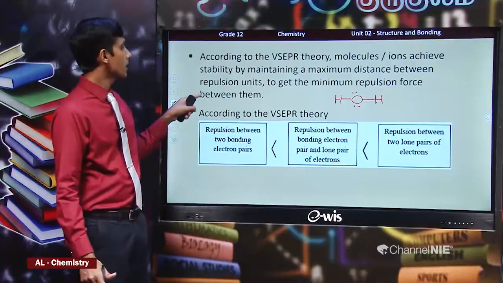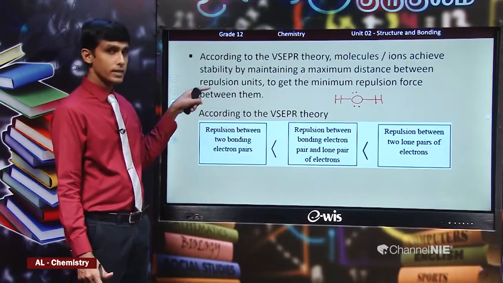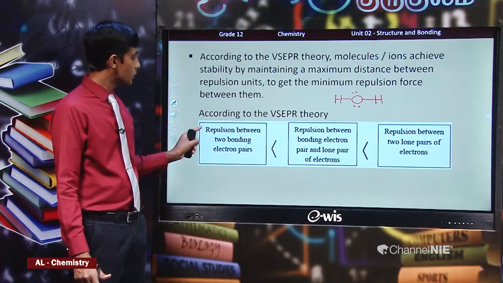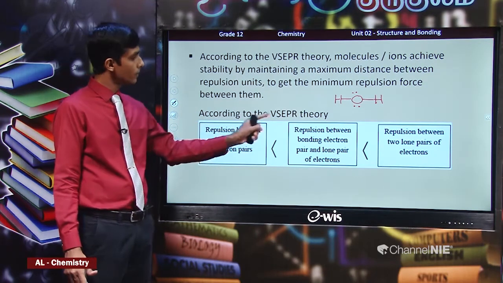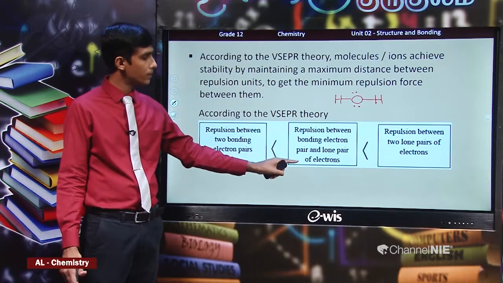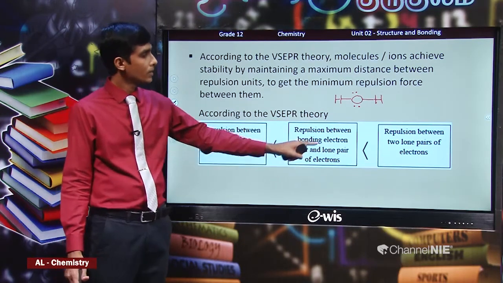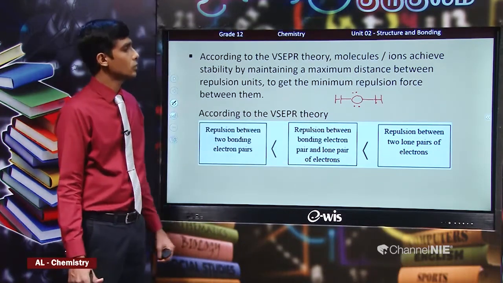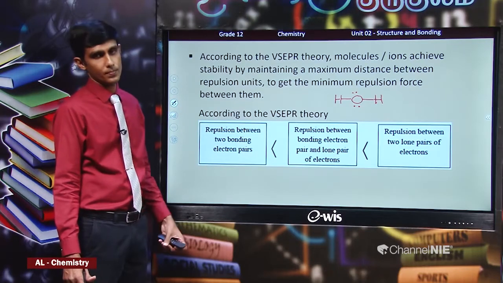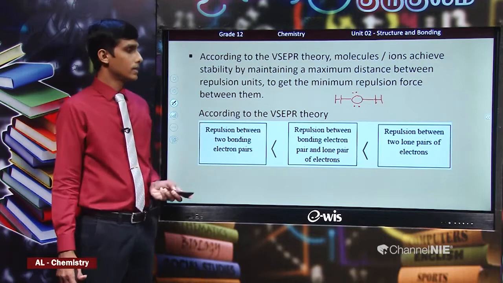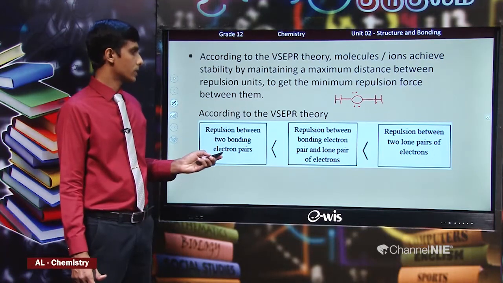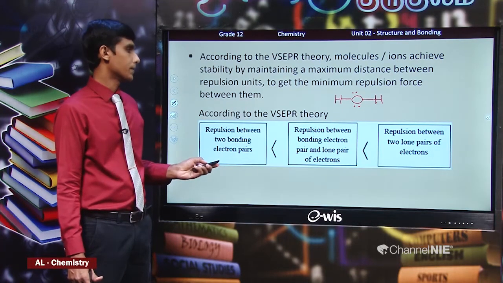So, you can see this theory clearly states that repulsion between two bonding pairs is the weakest, then repulsion between a bonding electron pair and a lone pair. The strongest one is repulsion between two lone pairs. This is what is mainly stated in the VSEPR theory.